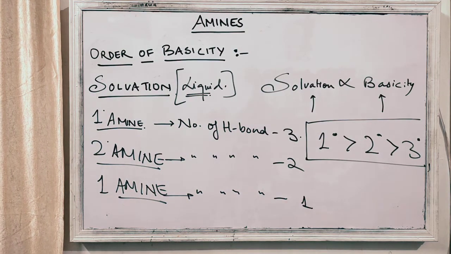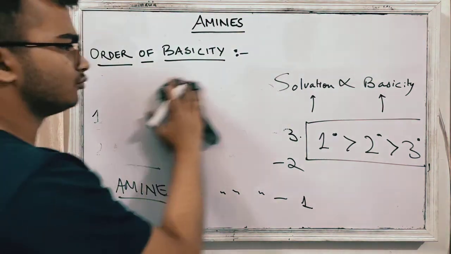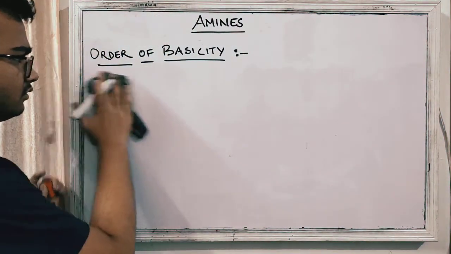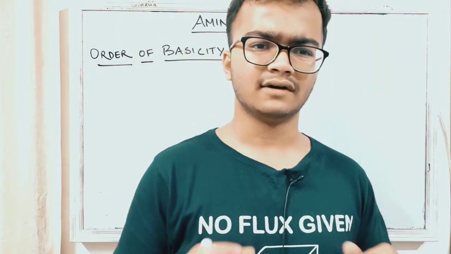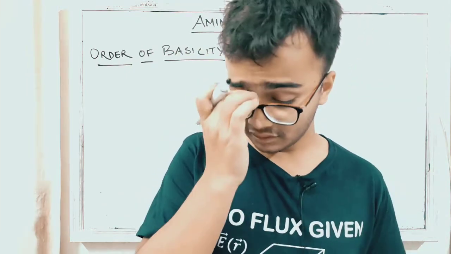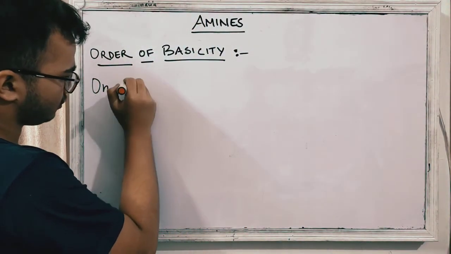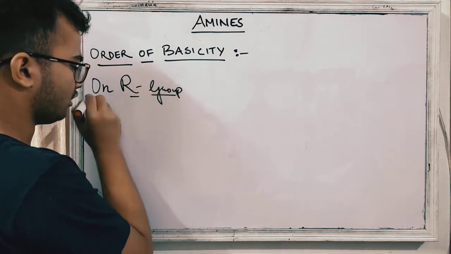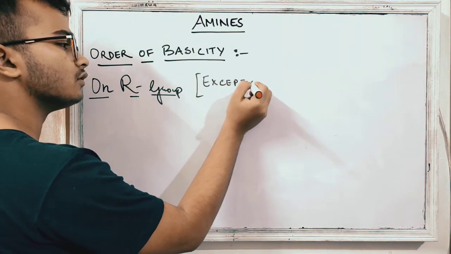Okay, now we will come to the basis of steric hindrance. It is obvious that the more the number of R groups, the more is the steric hindrance. So, on the basis of the R group, whether the group is big or the group is small, you have two kinds of categories. Write on R group. Now, this is an exceptional case.